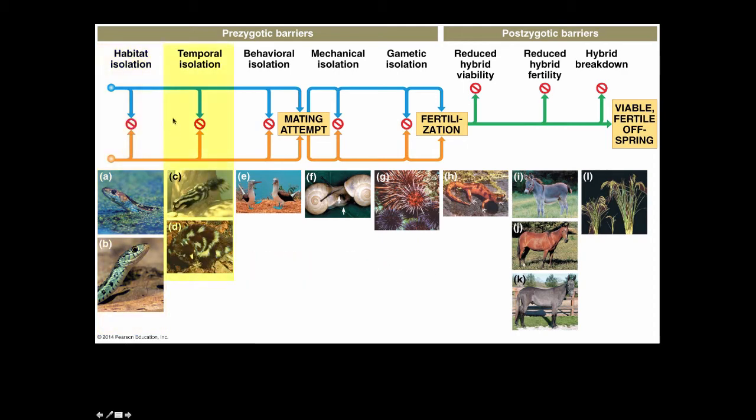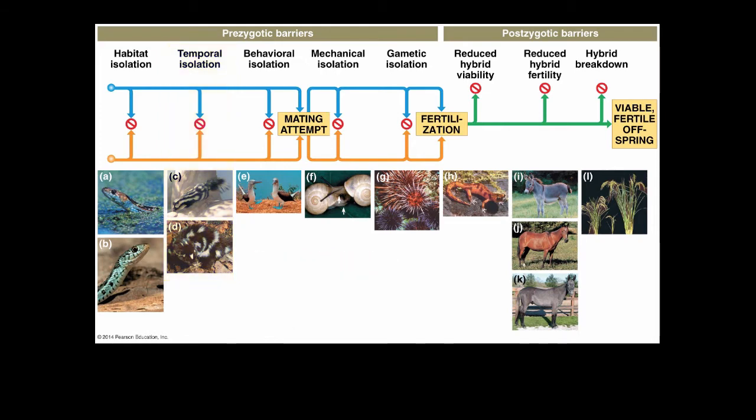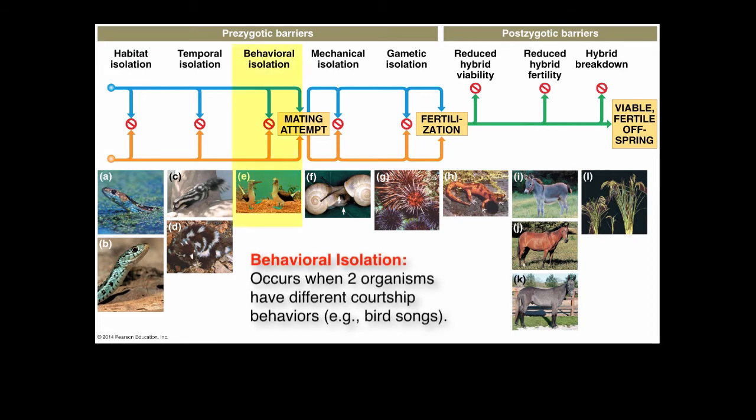Temporal isolation is also a pre-zygotic barrier that prevents mating from occurring. Temporal isolation is isolation in time, and here we have these spotted skunks. So even though the ranges overlap, one of them mates in the winter and one of them mates in the late summer. So if you're mating at different times, you're never going to mate together. This is a pre-zygotic barrier. The last pre-zygotic barrier that prevents mating is called behavioral isolation, and this usually has to do with courtship behavior, which is very common in birds.